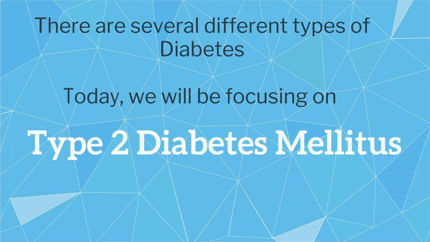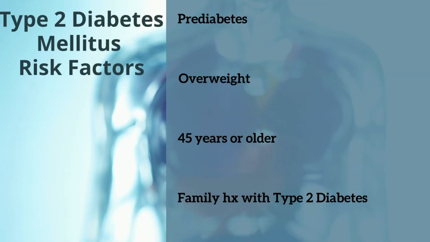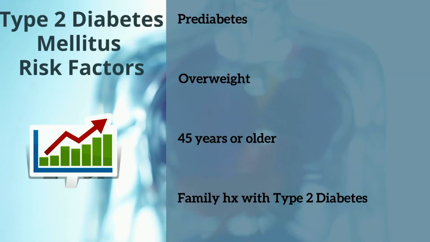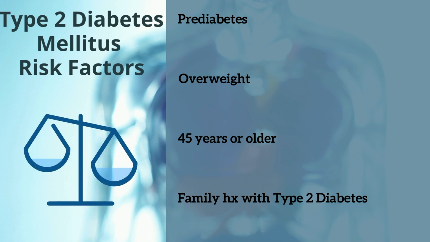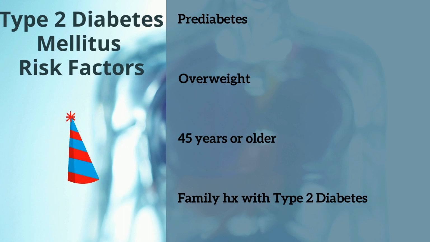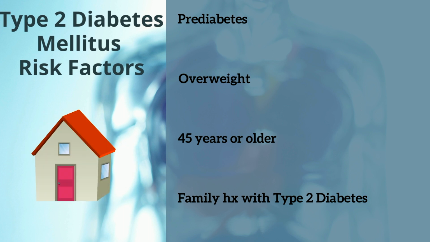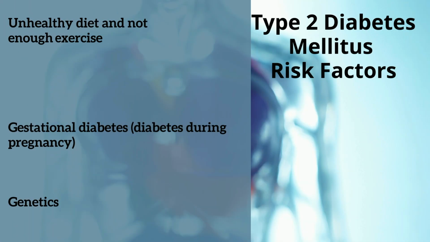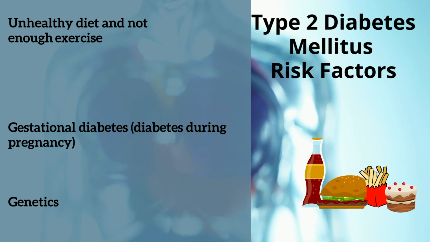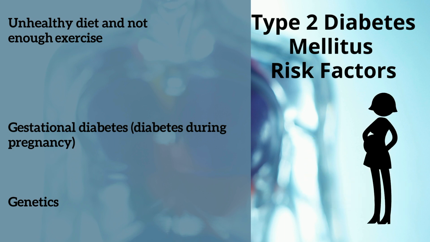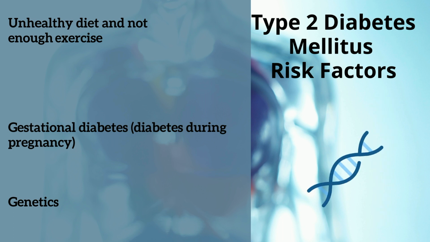There are several different types of diabetes. Today we'll be focusing on type 2 diabetes mellitus. Risk factors include prediabetes, overweight, 45 years or older, family history with type 2 diabetes, unhealthy diet and not enough exercise, gestational diabetes, otherwise known as diabetes during pregnancy, and sometimes can be attributed to genetics.